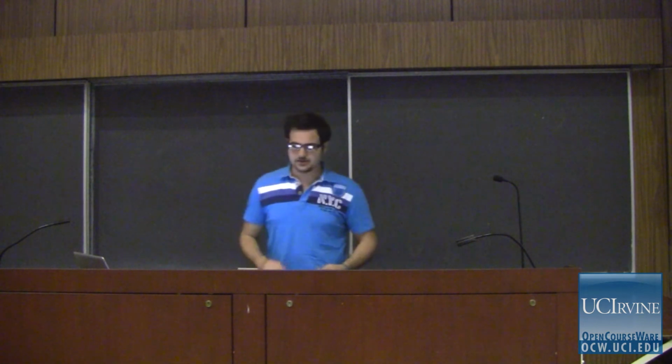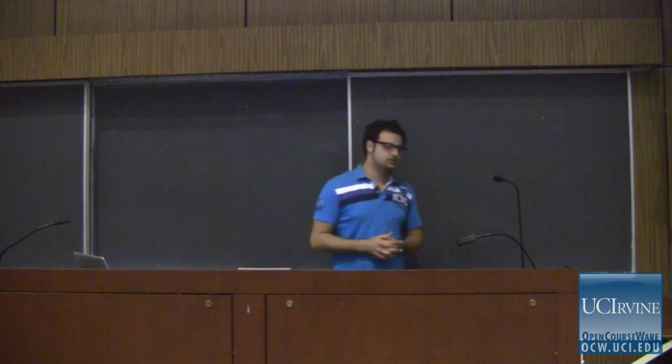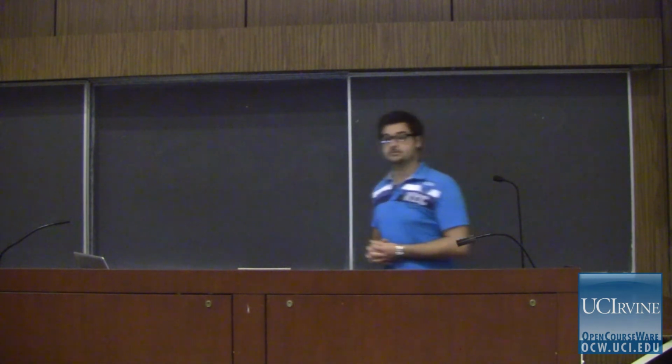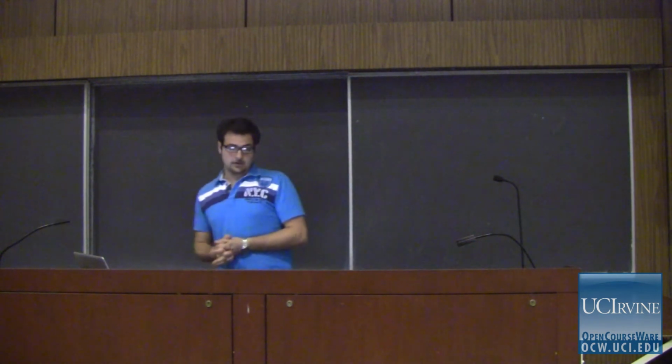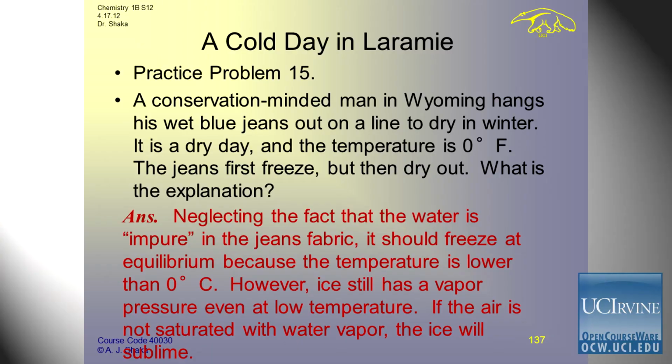So, this is a problem very close to one of your problems in the syllabus, one that we did yesterday. So it tells you that this guy in Wyoming decides to hang his wet blue jeans out on a line on a dry winter day at temperature 0 degrees Fahrenheit. So that's way below the freezing point of water, right? I don't know Fahrenheit very well, but I'm assuming this is lower than the freezing point of water. The jeans first freeze, but then they dry out. So, how can we explain this? I'm just looking for one word.